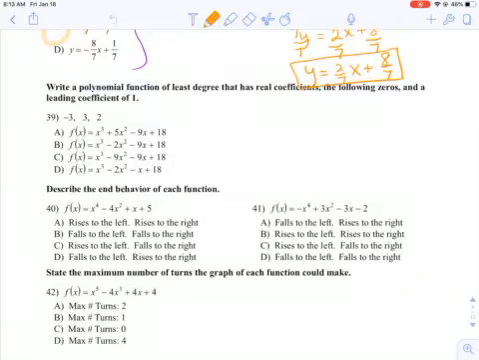Okay, so the next one says write a polynomial function of at least degree 3 that has real coefficients with these zeros. So here are the zeros. Each one of these is going to give you a factor. So this guy gives you x plus 3, because negative 3 will make that 0. This one will give you x minus 3. And this one will give you x minus 2.